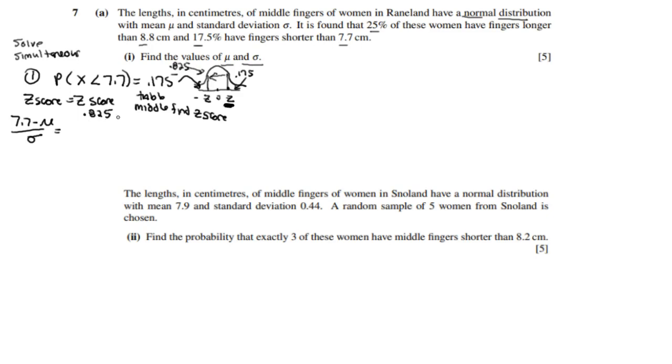Now, that's going to give me the positive z, but remember, the one I want is on the other side, so I make it negative. And then all I got to do is multiply this, and I got myself a nice equation. Well, now I'm going to do the same thing with the other thing. X is greater than 8.8, and it's equal to 0.25.